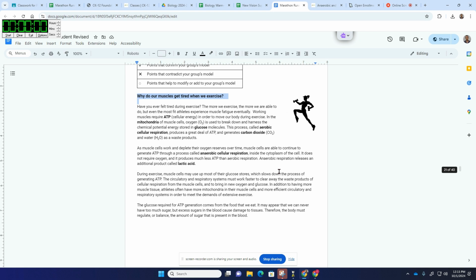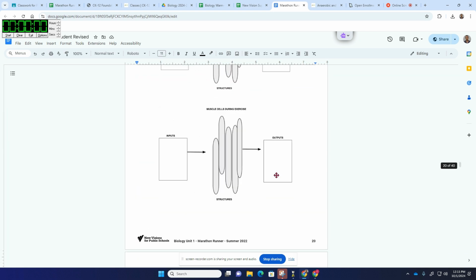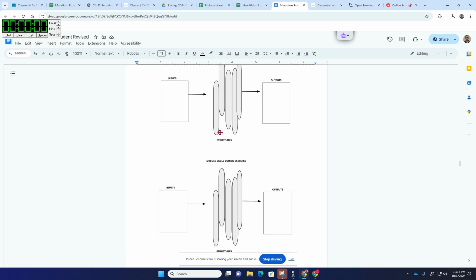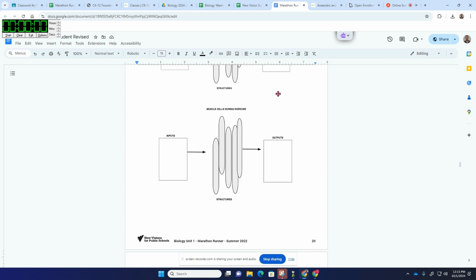I think your reading does bring up lactic acid, and that would be an output as well. That's what made our muscles hurt. That's especially during exercise, but it actually exists sometimes even at rest. But you can go ahead and add that as muscle cell during exercise, lactic acid.